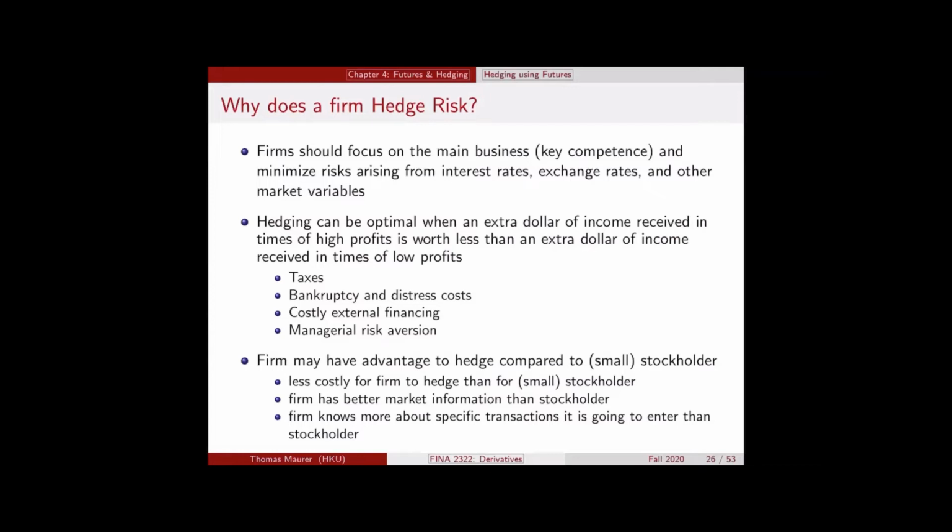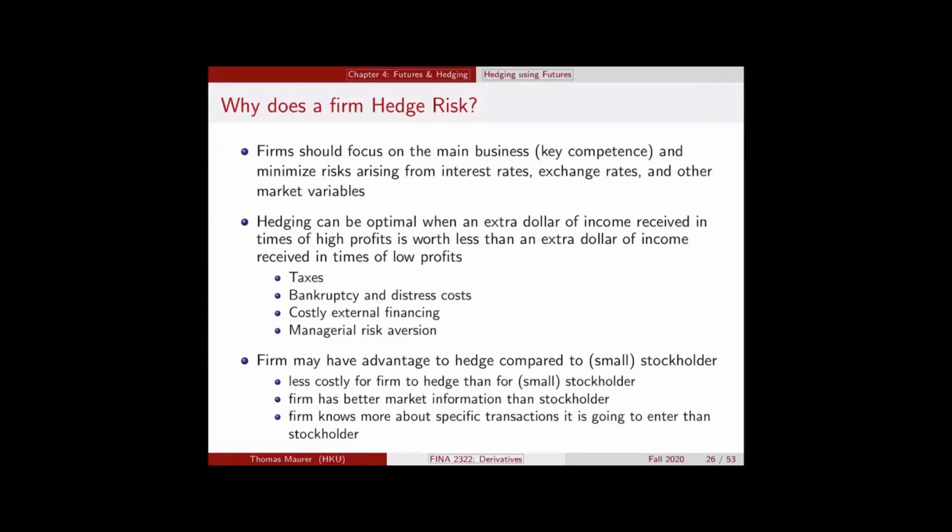Hedging can also be optimal when an extra dollar of income is worth less to you during times of very high profits, but it would be more valuable to you during times where you have very little income. And there are many motivations for that. A very simple one would be progressive taxes. So if you have a lot of income, then an additional dollar is taxed at a higher rate. If you have very little income, then an additional dollar is taxed at a very low rate. Here I would like to have a hedging position which earns me more money during bad times, and I lose some money during good times. So shifting profits from times of high income to low income seems efficient from a tax point of view.